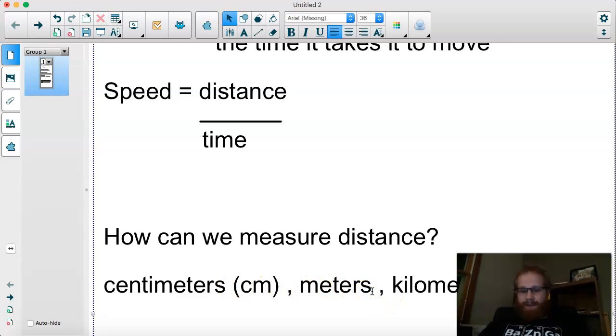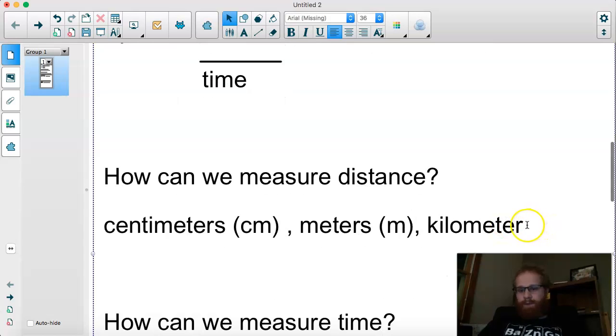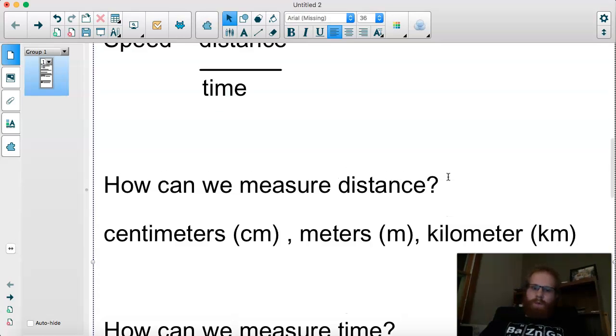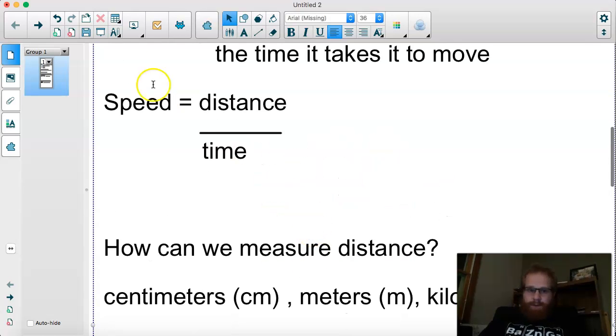And we can abbreviate these units because scientists can be a little bit lazy sometimes. We don't like having to write out everything. We can also measure distance in things like feet, in miles, and yards, but we're not going to use those as much in science class because those aren't the types of measurements that scientists make. So we're going to use distance when we're measuring our speed.